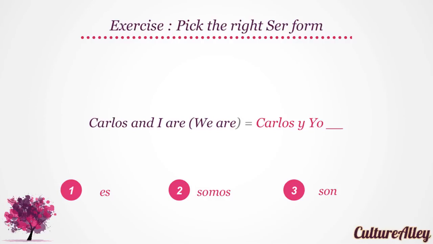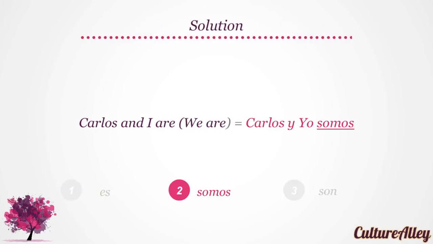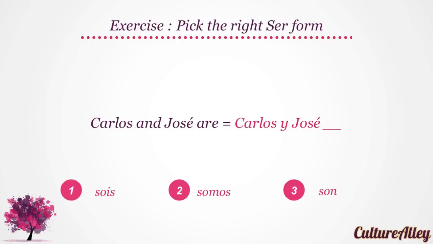Is it the first one? Or the second? Well, it's the third one. Carlos and I are translates to Carlos y yo somos. Great! What if you were to say Carlos and Jose are?